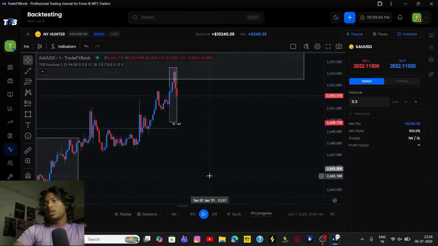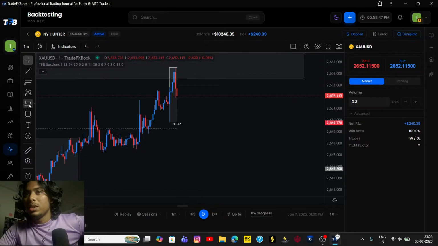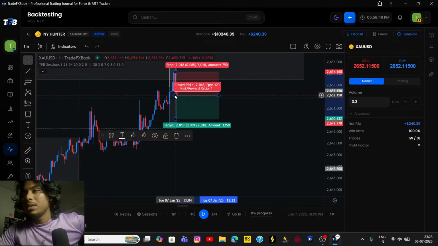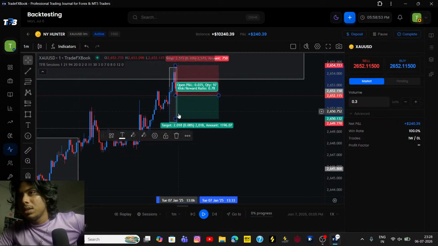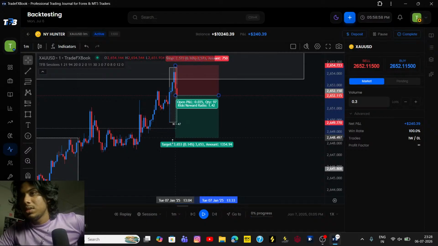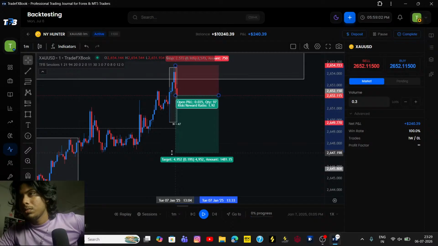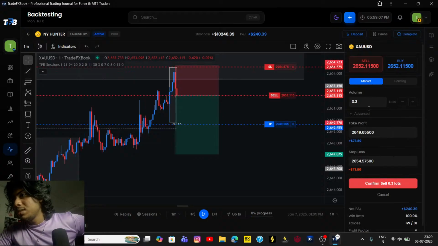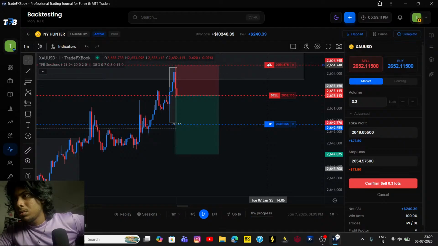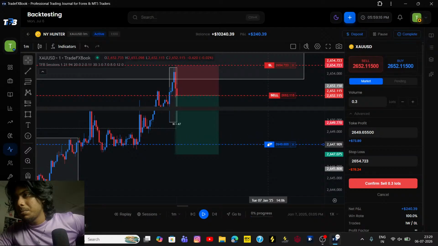To be really honest, if I was here, I would have shorted here. This will be my SL, and this is 1:2. So the SL is almost $78. I will make it 100 anyway.